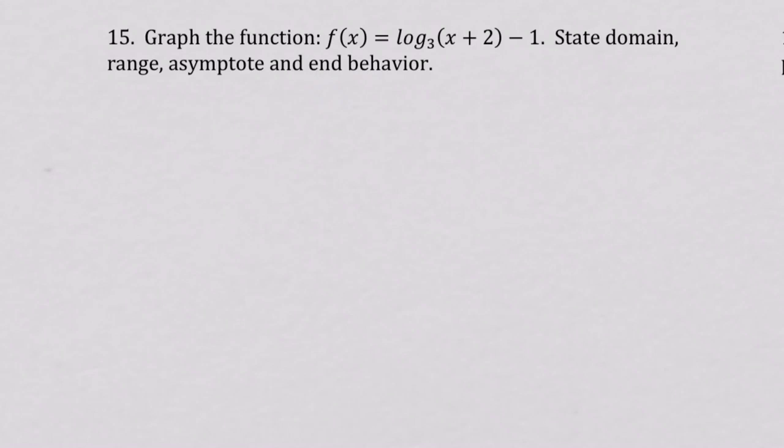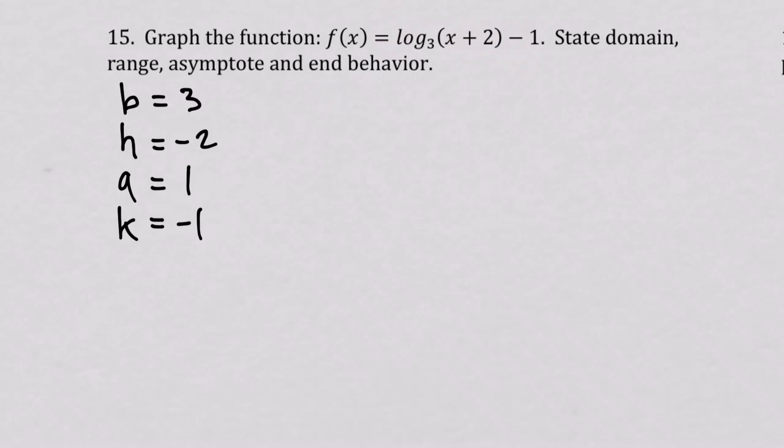Alright, 15. Graph the function f of x equals log base 3 of (x plus 2) minus 1. State the domain, the range, the asymptote, and the end behavior. So I'm going to start, first of all, by finding b, h, a, and k. B is the base of the logarithm here, so that's 3. H is next to x, right here in the parentheses, x minus h. That means that h is negative 2. A is in front of the logarithm, which there's nothing there, so A is 1. And K is here at the end, which is negative 1.